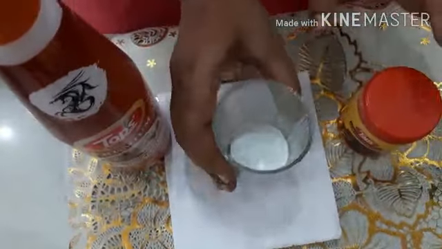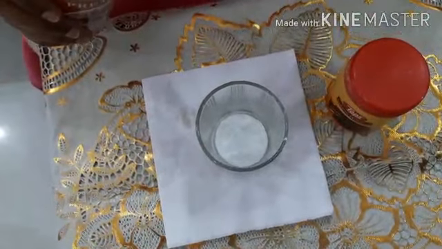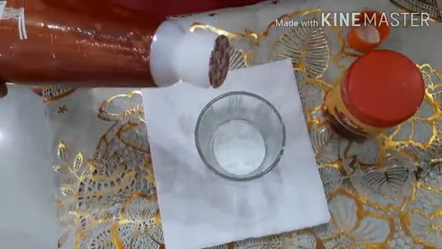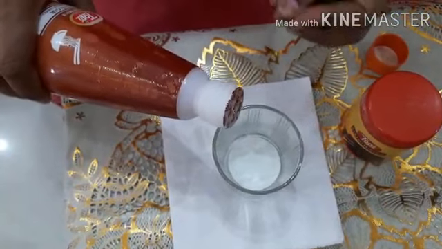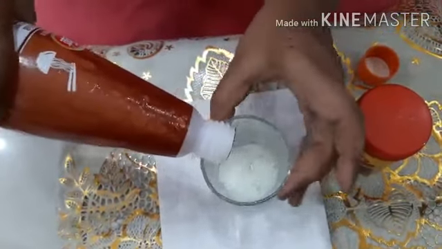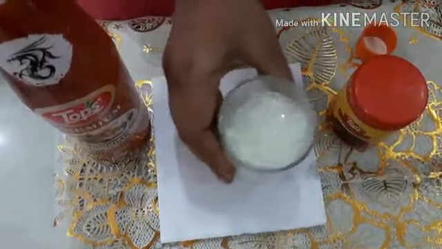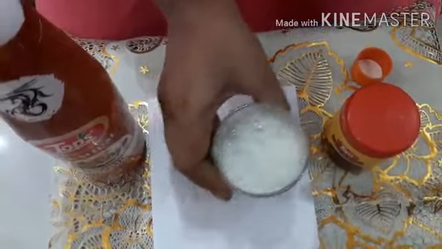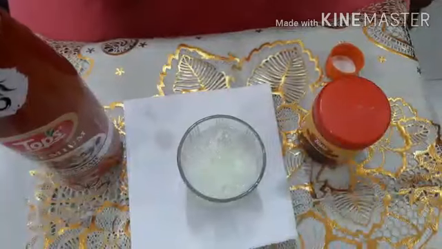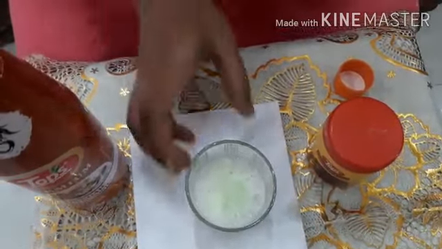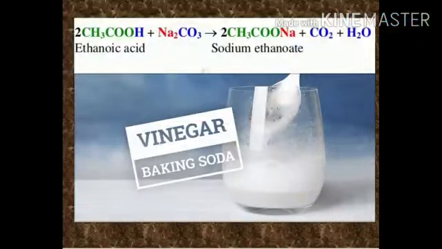I take some baking soda in this glass tumbler and add vinegar or acetic acid to it. You will observe gas evolving when there is a reaction between the two. Can you see the bubbles? This means that carbon dioxide is getting evolved from the reaction between baking soda and acetic acid. This experiment can be performed at home.